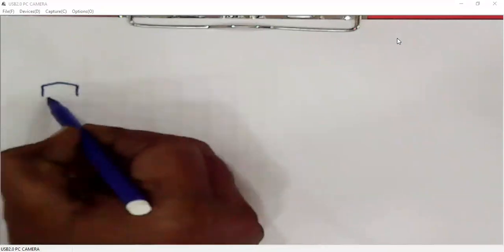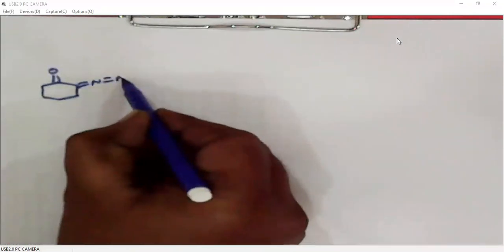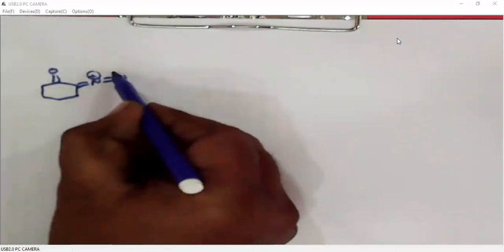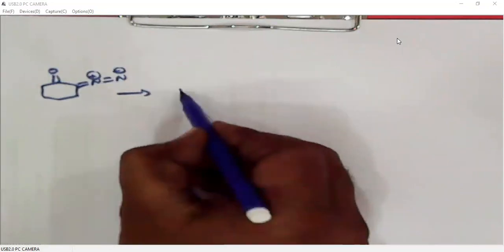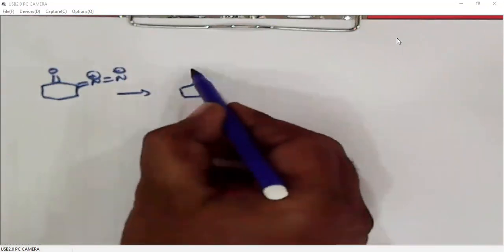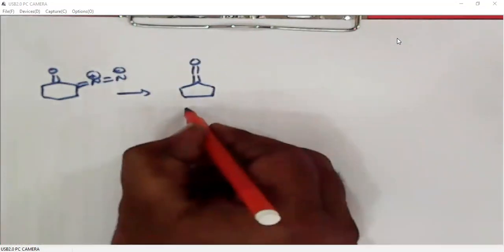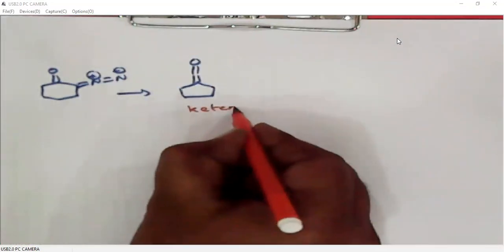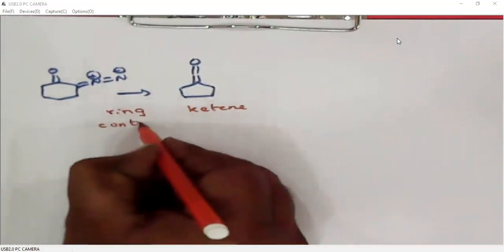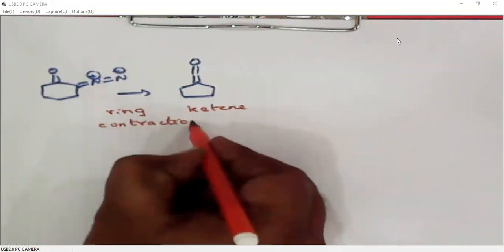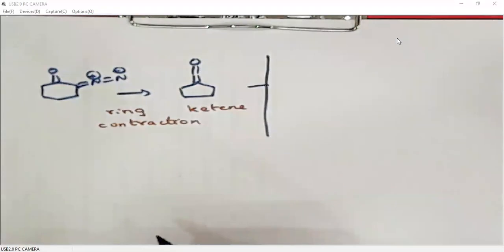So when an alpha diazoketone, which can also be represented like this, is converted to ketene, of course it is ring contraction. Then this ketene can be explored in different ways.